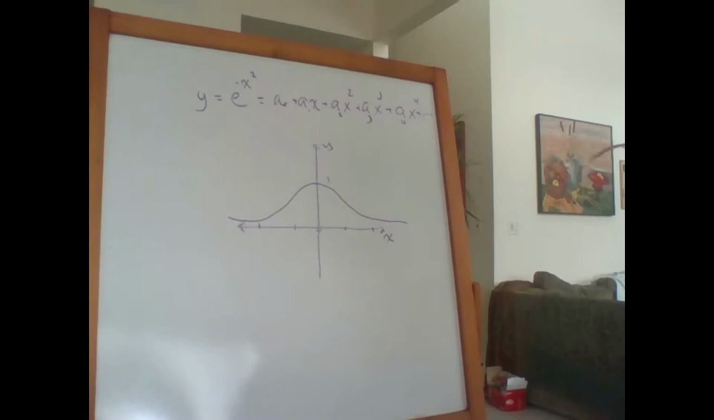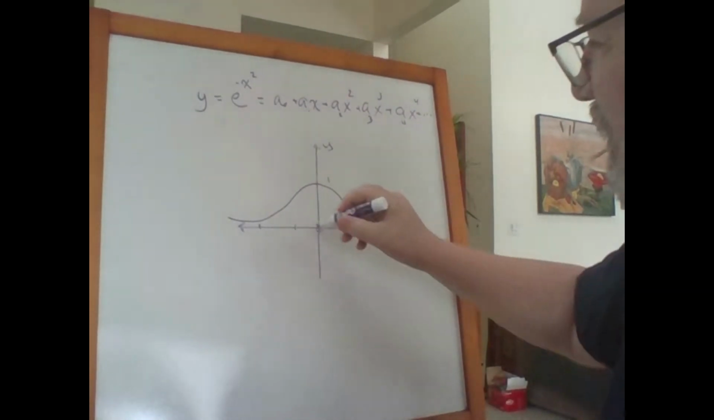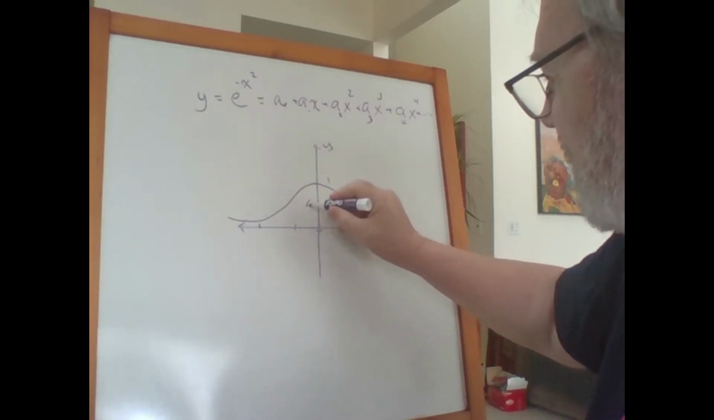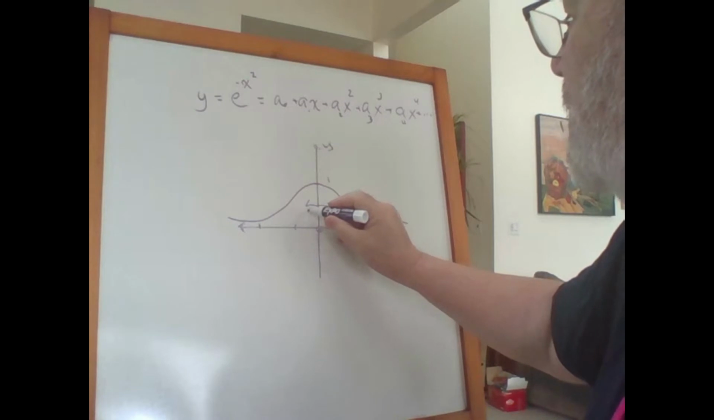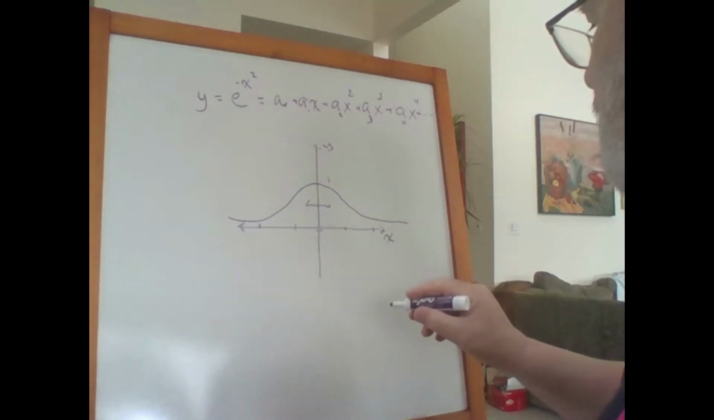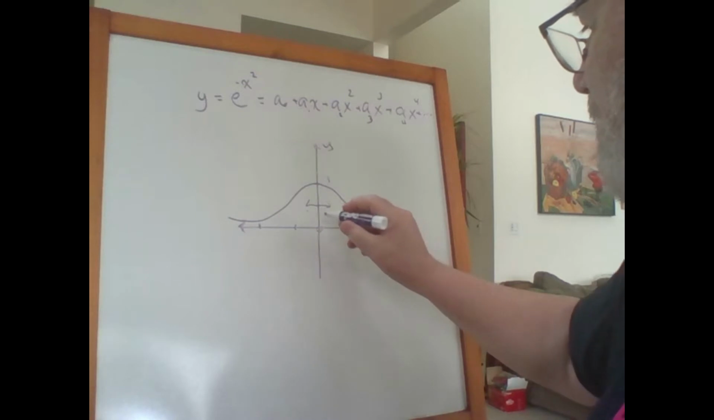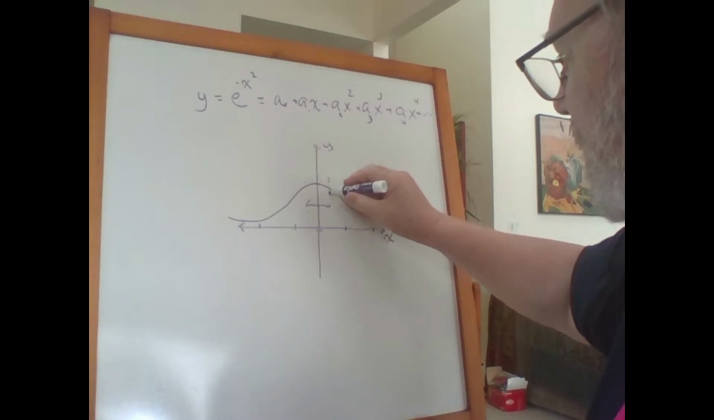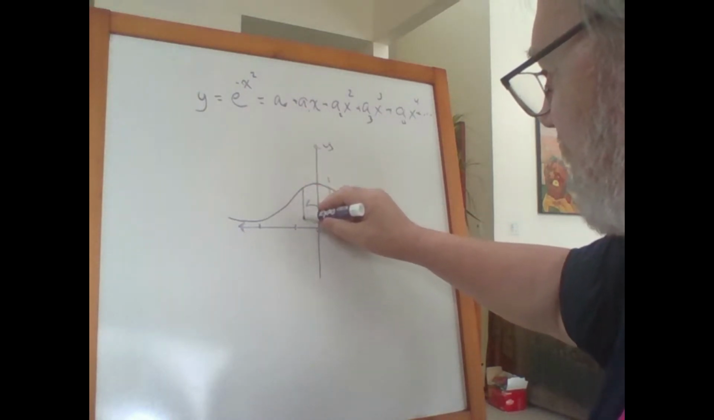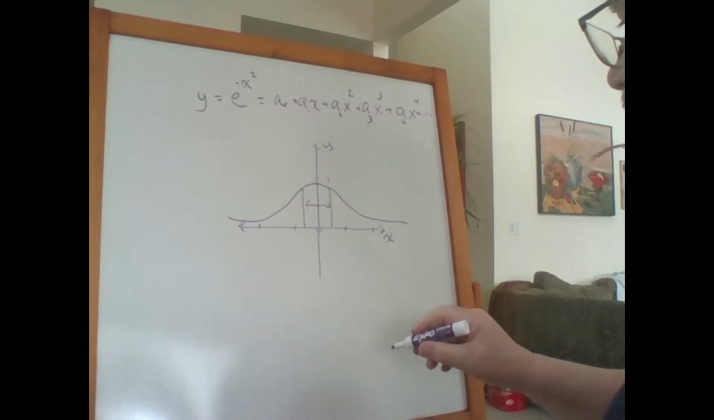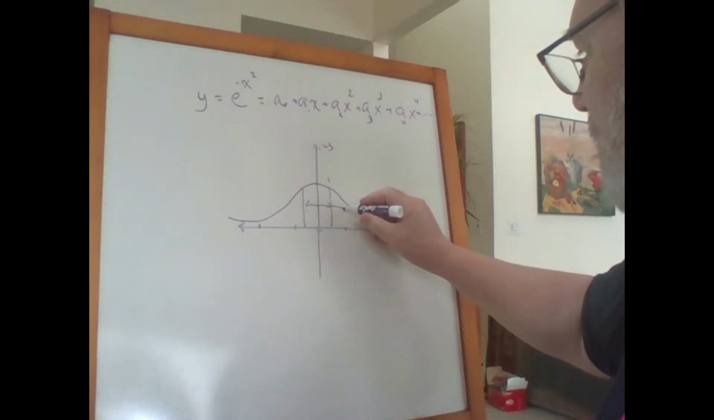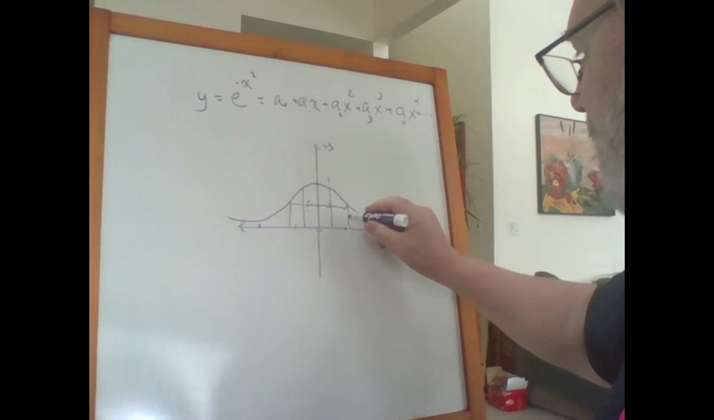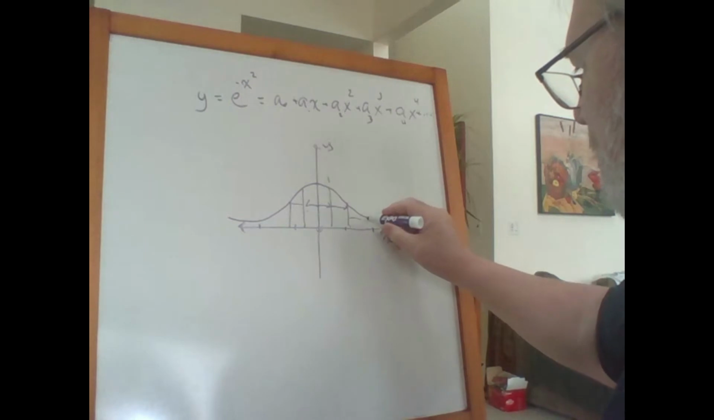Now, it's very useful to know, for example, one standard deviation, one sigma, and then we have two standard deviations and three standard deviations.